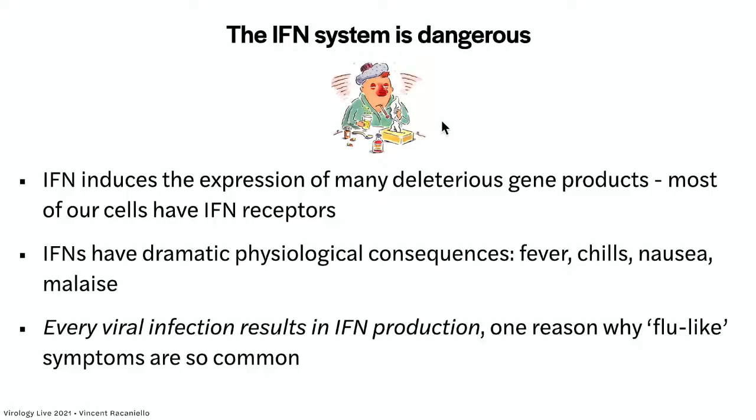Every virus infection results in interferon production, some more than others, because many viruses antagonize the production of interferon. So SARS-CoV-2 is very good at antagonizing the production of interferon. If you treat cells with interferon in the lab and infect with SARS-CoV-2, the virus is inhibited. But in a human, the virus is inhibiting the production of interferon. But every virus induces interferon to some extent, and that's why flu-like symptoms are so common.